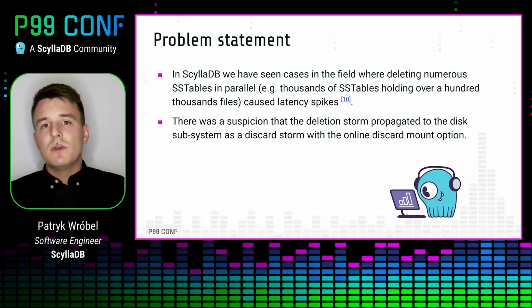However, if FSStream was run while some demanding workload was running, then bad latency would ensue. So the online discard mount option was an attempt to spread discard requests in time, just to, let's say, reduce the problem. So the suspect was online discard.